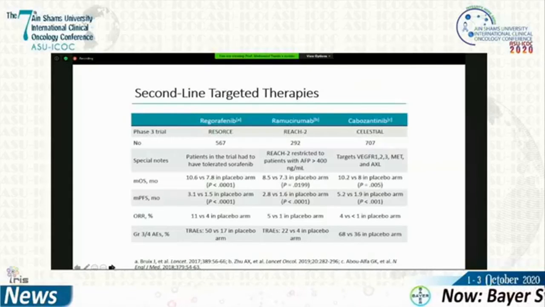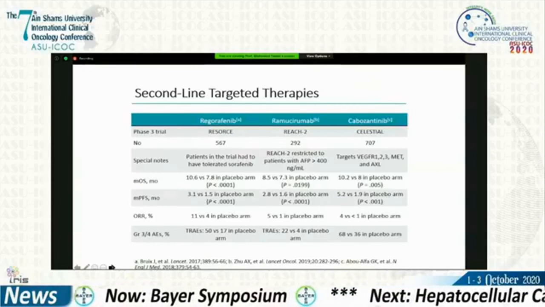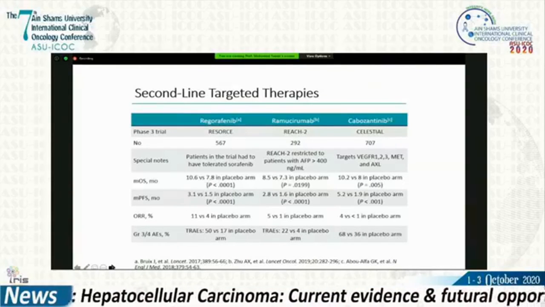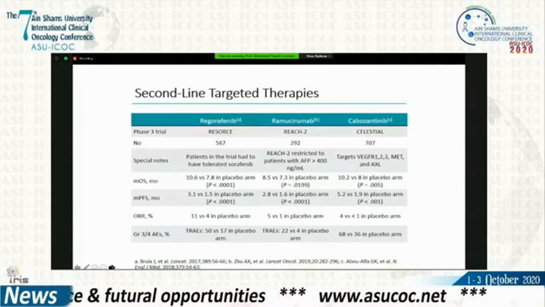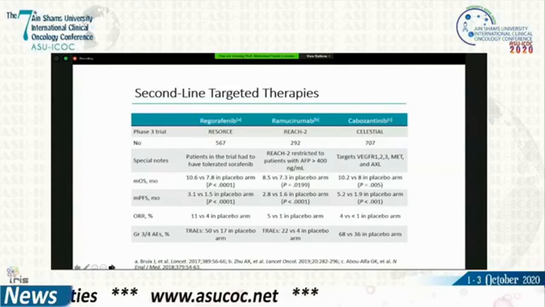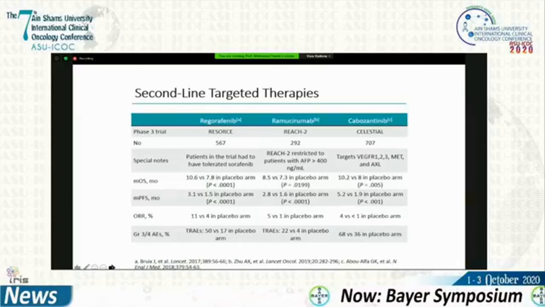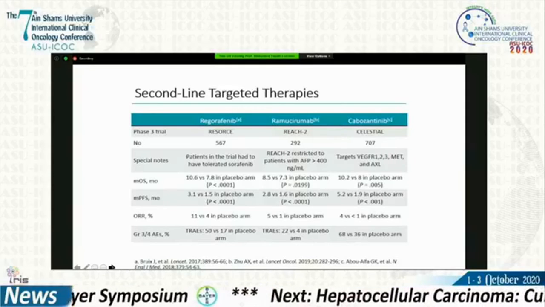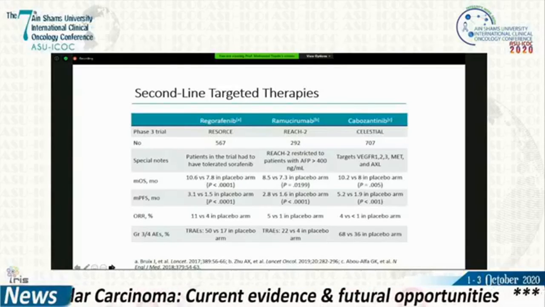And for second-line targeted therapy, we have three positive phase 3 trials: regorafenib, ramucirumab, cabozantinib, based on the RESORCE, REACH-2, and CELESTIAL trials. And they differ because in RESORCE patients must have tolerated sorafenib in first line, and REACH-2 is for patients with alpha-fetoprotein more than 400 nanograms per milliliter, and cabozantinib was explored in second line and third line, and it is unique for its MET target inhibition. And as we all know, MET is one of the mechanisms of resistance to sorafenib. The best median overall survival was 10.6 months for regorafenib, then 8.5 and 10.2 for ramucirumab and cabozantinib.